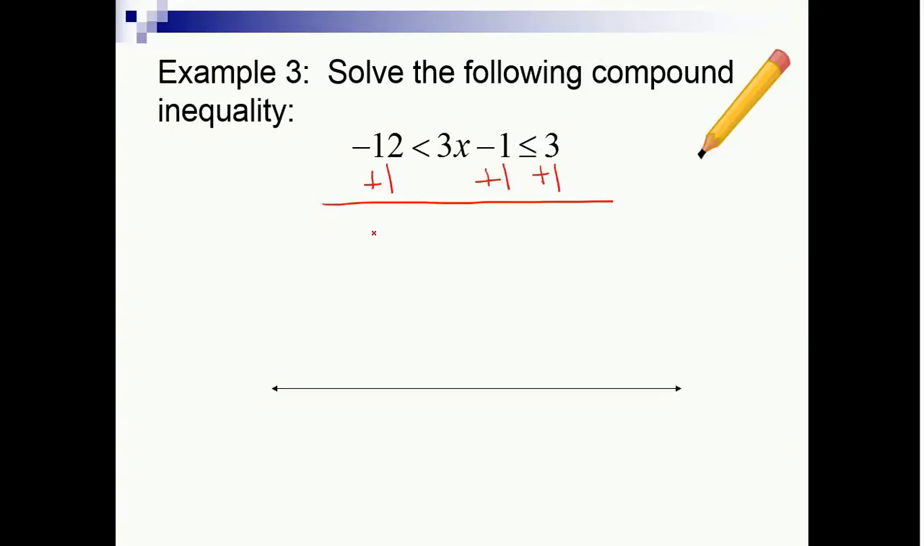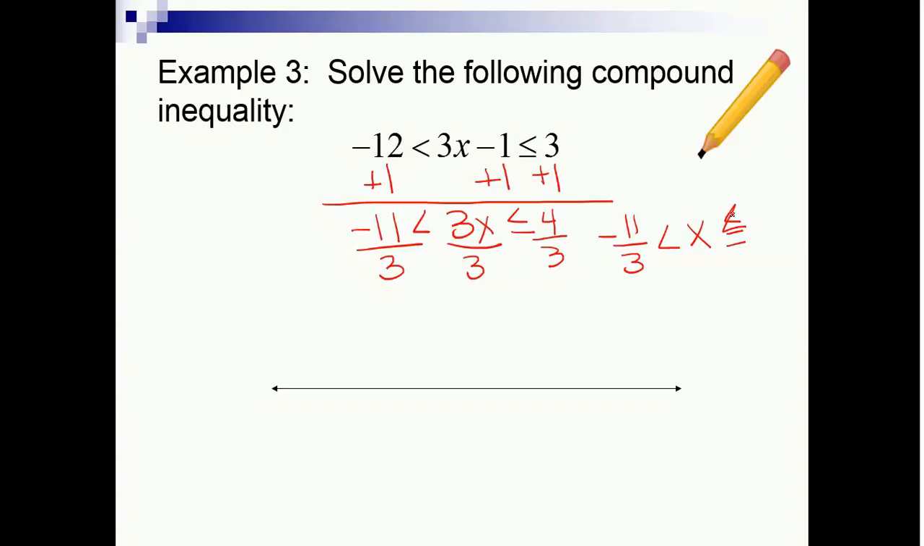So negative 12, I'm going to get negative 11 here. Still 3x in the middle. And then 3. I need to get x alone, so I'm going to divide by 3. Now, not only am I dividing by 3 here, I got to divide by 3 over here too. So I got to divide everywhere. Hold on. 3 plus 1 is not 3. A few of you probably thought I was off my rocker there. There we go. That should be 4. I can count now. Alright, so then I get negative 11 over 3 is less than x, which is less than or equal to 4/3.